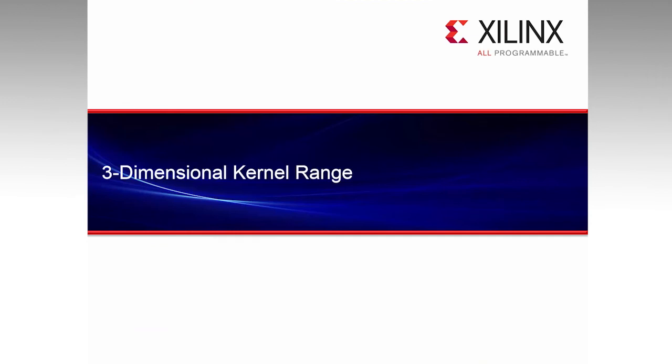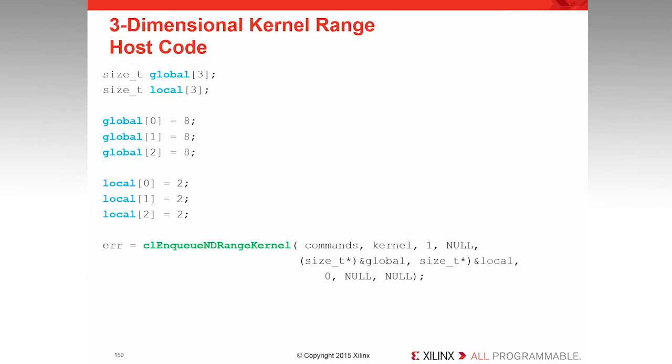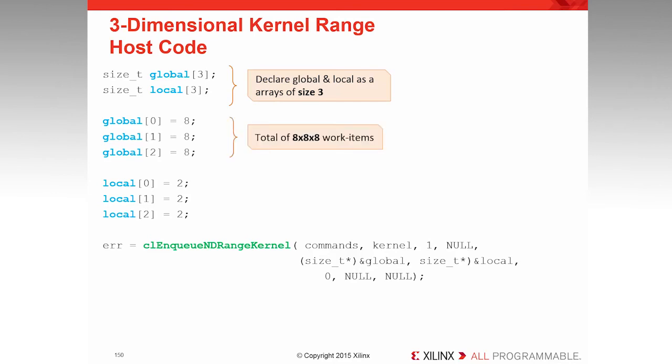3-dimensional kernel range. An example of a 3-dimensional kernel range processing an 8 by 8 by 8 array is shown next. First, the host code declares global and local as arrays with 3 elements each, corresponding to the 3 dimensions of the kernel range. All 3 elements of global are assigned to 8, resulting in a total of 512 work items.